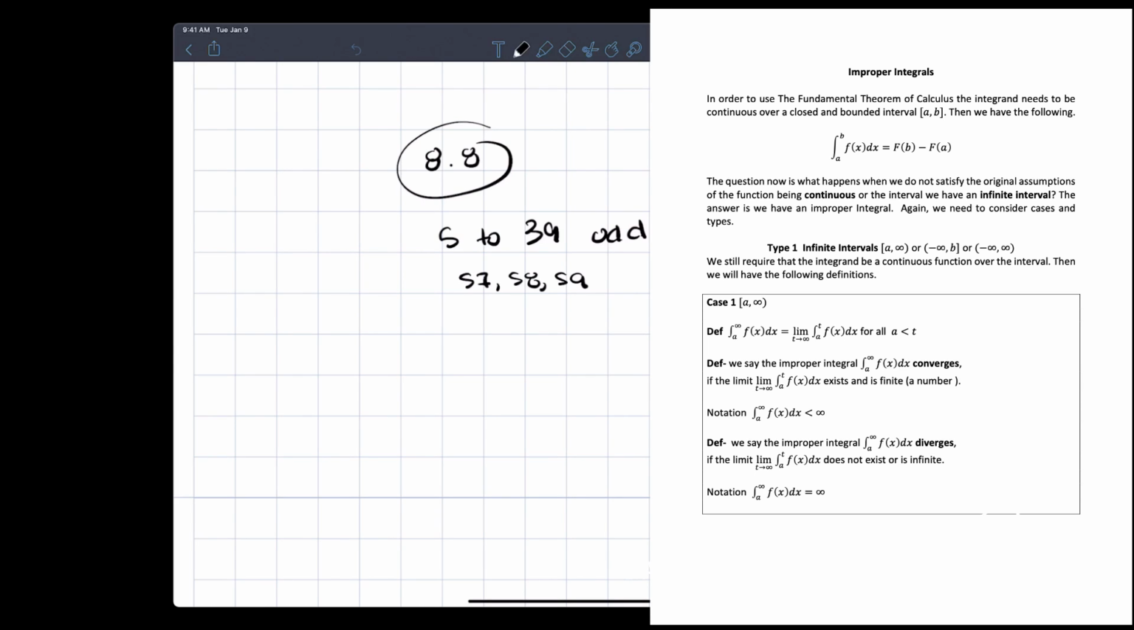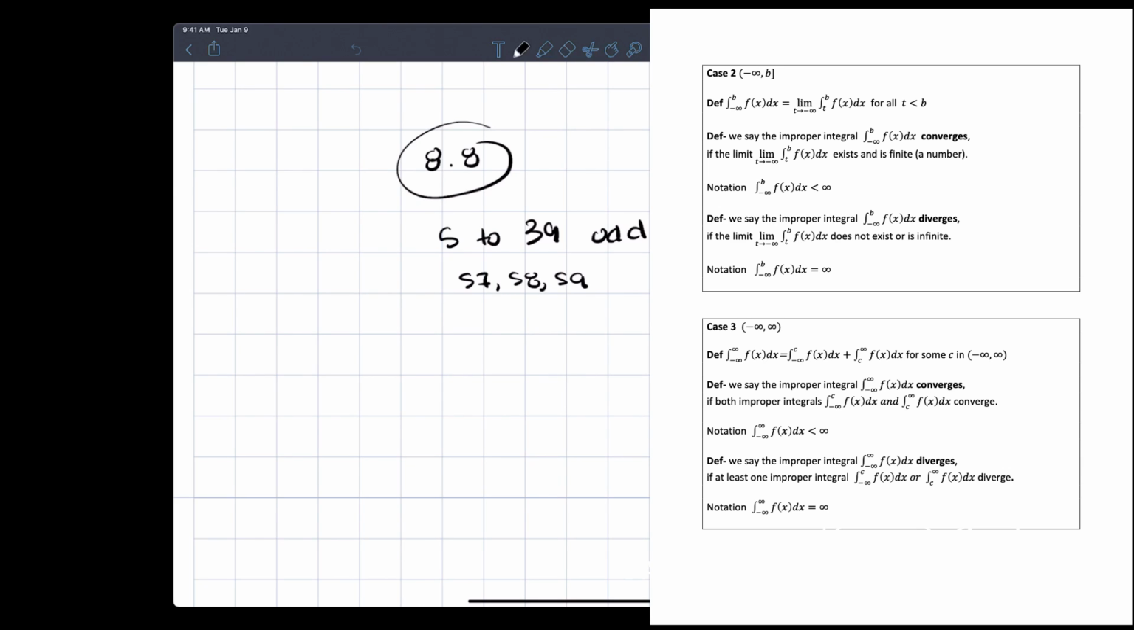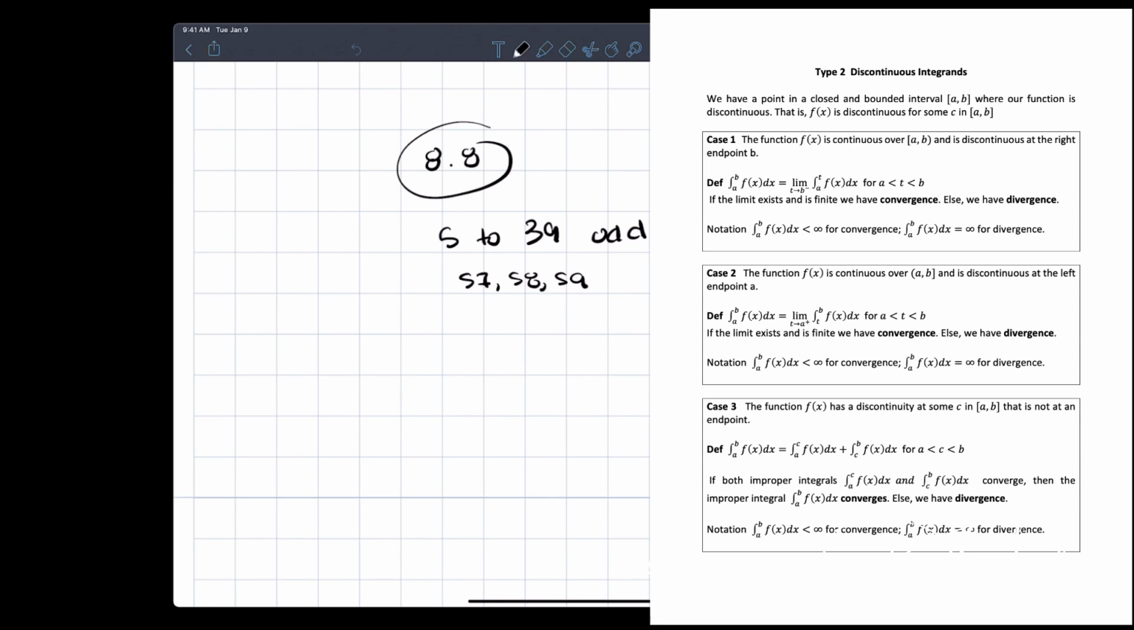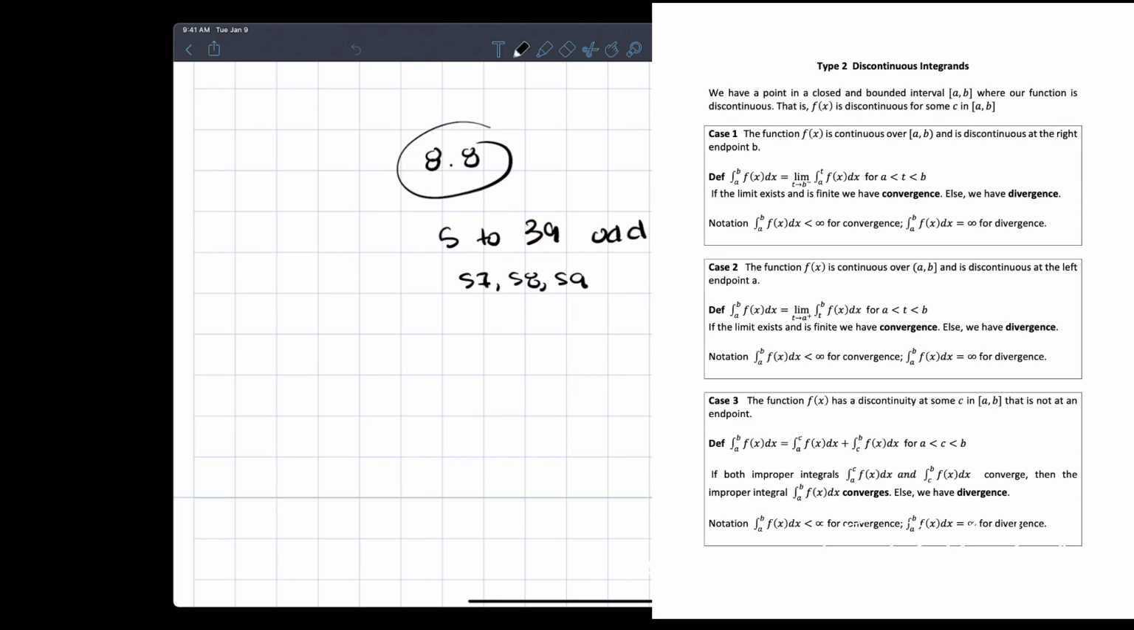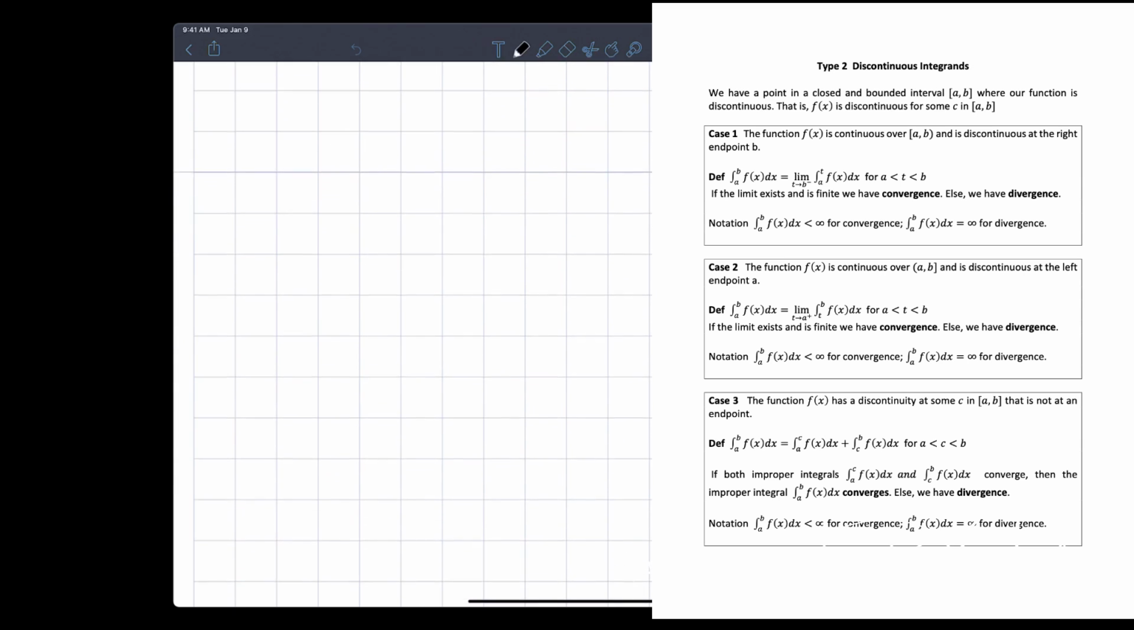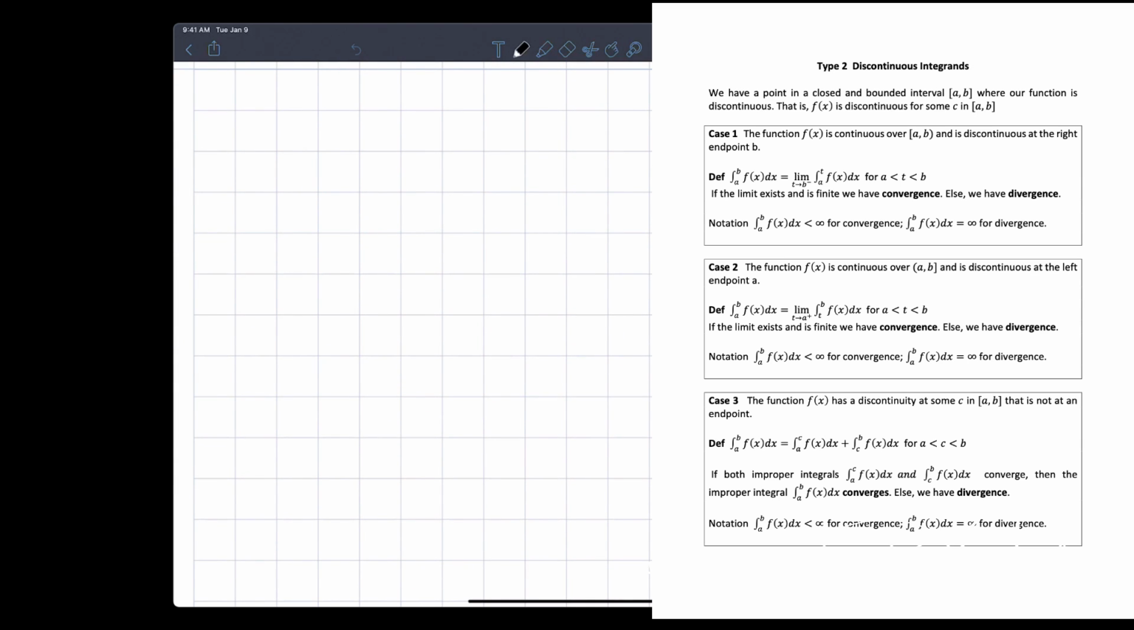We were looking at first the type 1 improper integrals. These were infinite intervals, as you guys can see there, and they had 3 cases. And now, the type 2, that we have discontinuity. We have here for type 2, points in the interval where the function is discontinuous, and we call that infinite discontinuities. So we're going to do these type 2s now, infinite discontinuities.